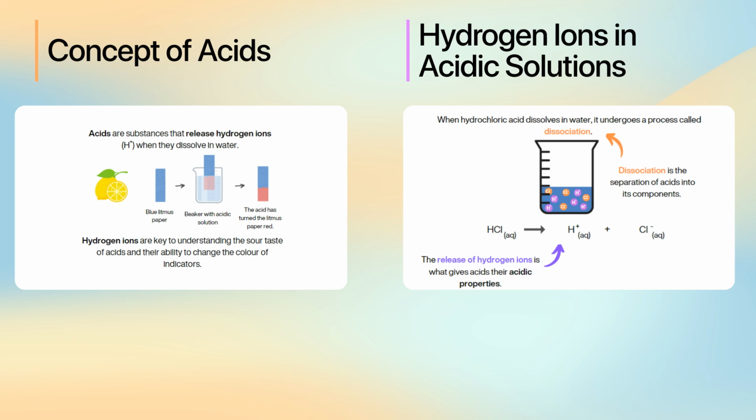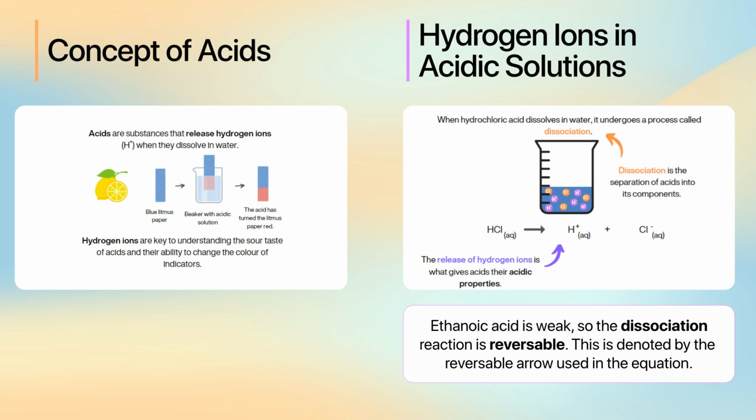We also looked at other acids such as sulphuric acid and ethanoic acid, observing how they dissociate into their respective ions. Ethanoic acid is weak, so the dissociation reaction is reversible. This is denoted by the reversible arrow used in the equation. Finally, we briefly discussed strong versus weak acids.